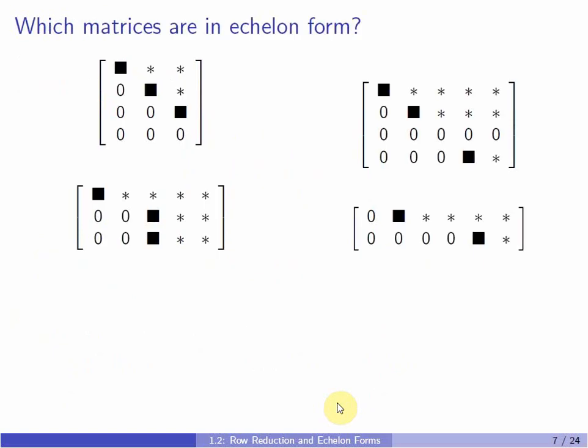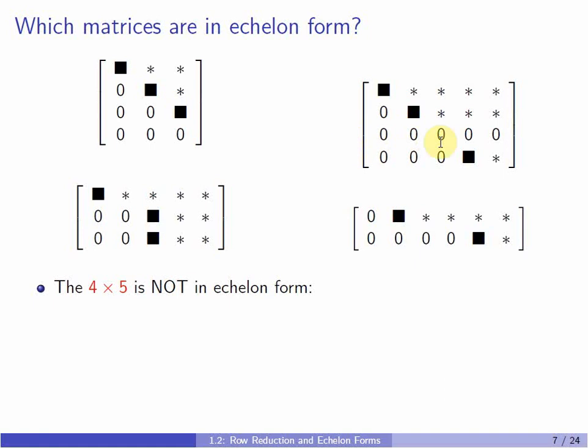So take a look at these 4 matrices. Which of these 4 are in echelon form and which are not? Go ahead and pause, and then take a look for a moment. Okay, welcome back. So the 4x5 matrix, that is this one here with 4 rows and 5 columns, is not in echelon form because the third row here is a row of all zeros. That should be at the bottom.